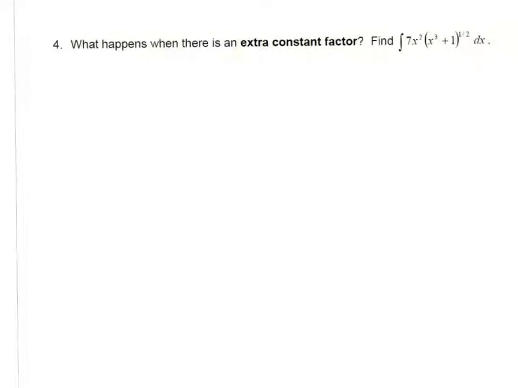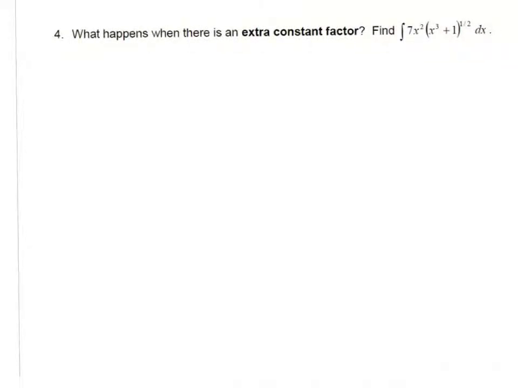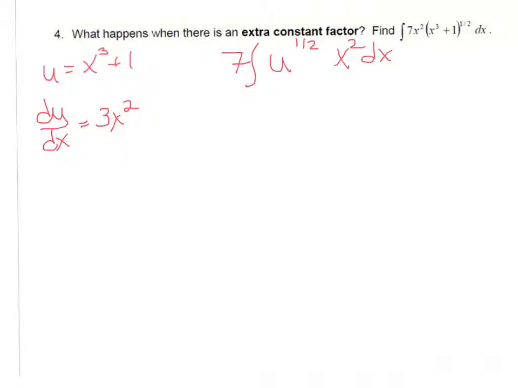Okay, last but not least, we have number 4. I have to pick a u term, and I'm going to use the binomial that's inside here. So du dx is 3x squared. So rewriting the integral, the 7 is a constant, so that can come to the front. And then I have u to the 1/2, and I'm left with x squared dx.